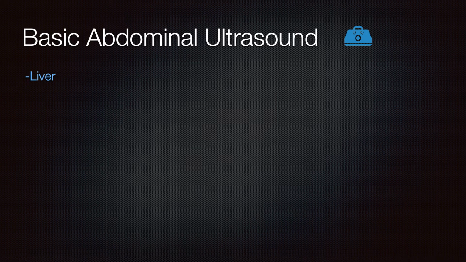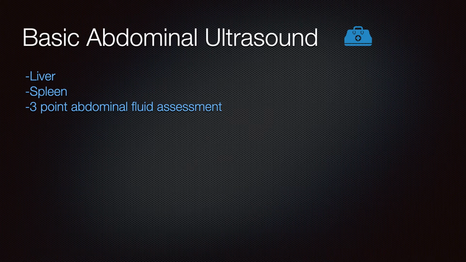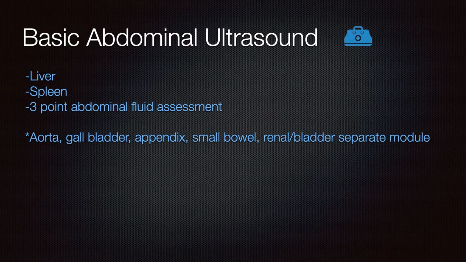First, we're just going to introduce you to imaging the liver, then the spleen, and then we'll talk about the three-point abdominal fluid assessment. We are not going to go into more advanced studies. These will be investigated in other modules such as the aorta, gallbladder, appendix, small bowel, renal, bladder, etc.